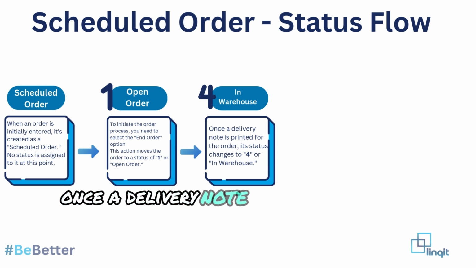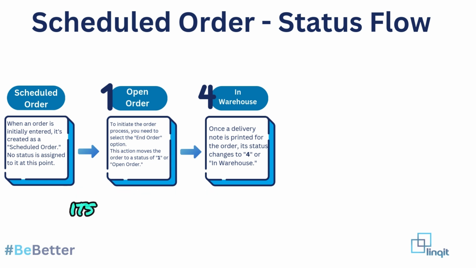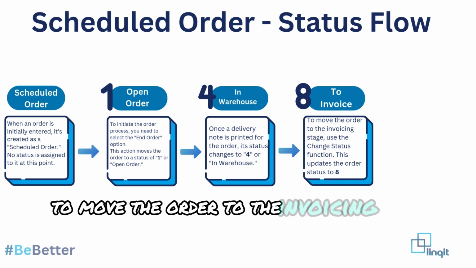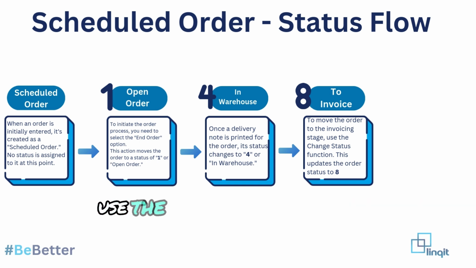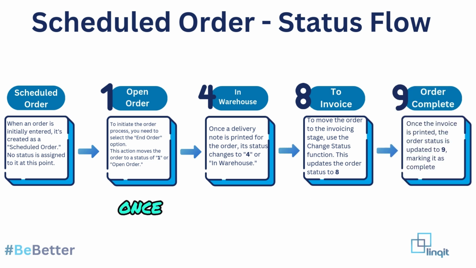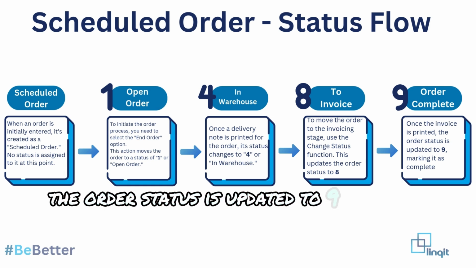Once a delivery note is printed for the order, its status changes to 4, in warehouse. To move the order to the invoicing stage, use the Change Status function. This updates the order status to 8. Once the invoice is printed, the order status is updated to 9, marking it as complete.